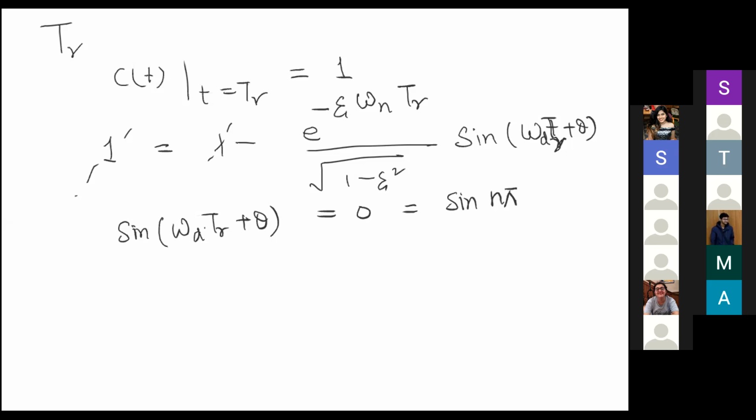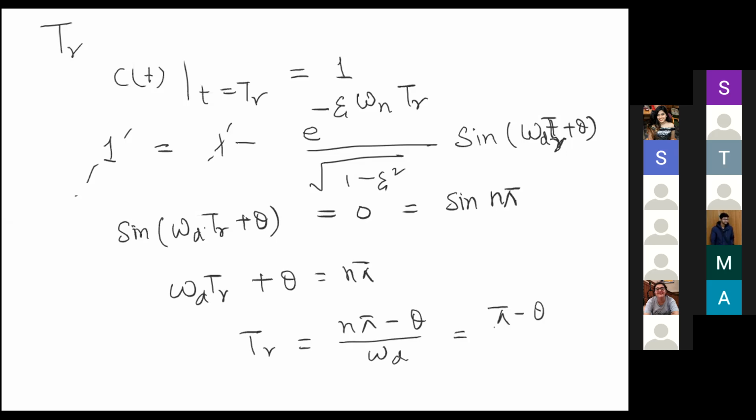Or you can say that omega d Tr plus theta is nothing but n pi. Or you can say that Tr is nothing but n pi minus theta upon omega d. So guys, for the first rise time, if we consider it, then n is equal to 1. So it is going to be pi minus theta upon omega d. The only thing you have to remember is that theta is in radians and this time comes out in seconds.